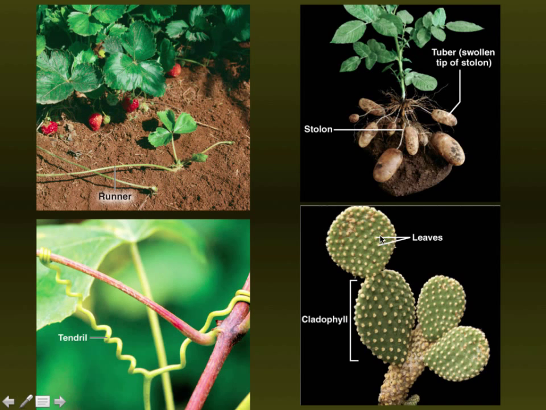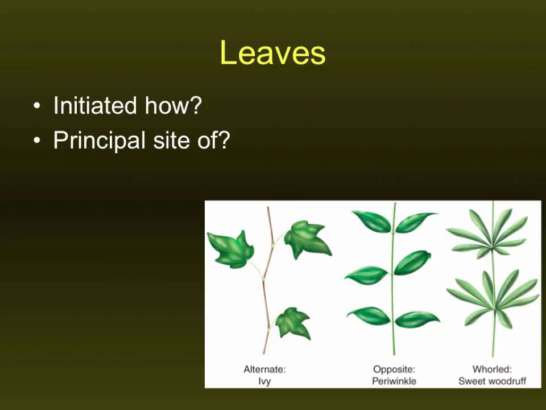We can look at cladophylls. In a cactus, the big green part here is a stem. This is not a leaf, this is a stem. It looks like a leaf, but it's not. And the leaves in this case are the spines. So in this case, the leaves have been modified into a protective function to help protect the cladophylls against herbivory.